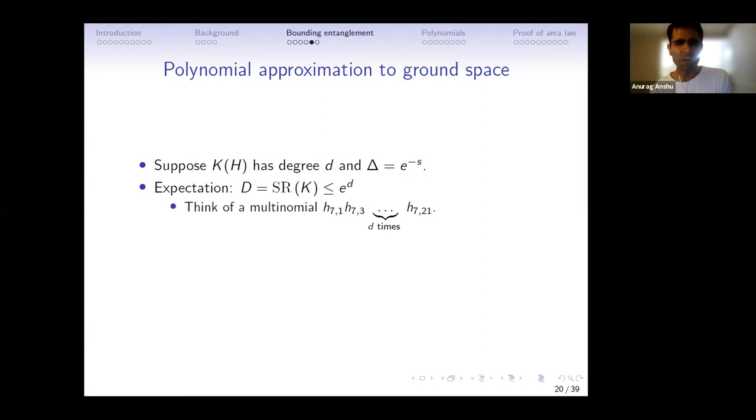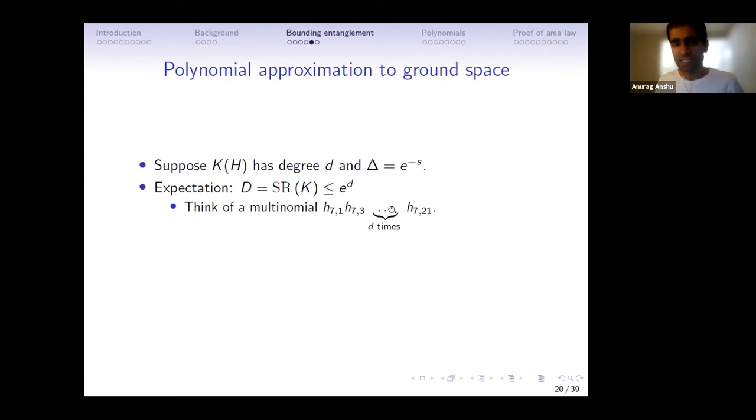So what do we really expect from this polynomial? We expect that the Schmidt rank of this operator K, which is a degree D polynomial, would be roughly exponential in the degree D. And the intuition for this is, if you take H to the power D, for instance, and expand this out in terms of the original Hamiltonian terms, then you'll see terms of this form, h71, h73, and so on, which is a product of D Hamiltonian terms, these small, tiny packets.